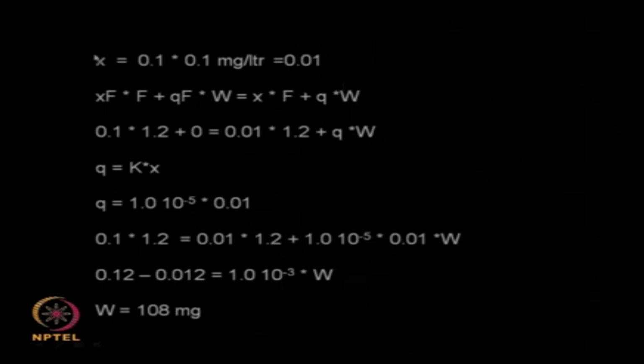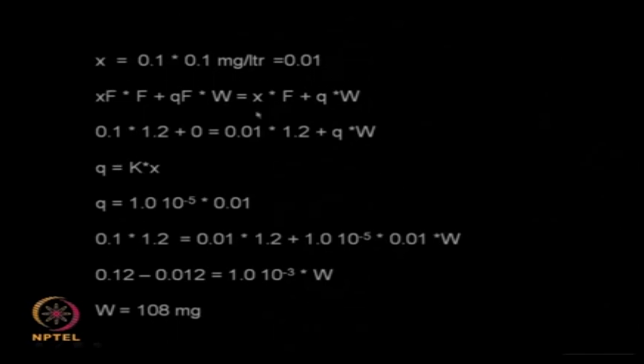Now, the concentration of the adsorbate in the final solution will be 10%, because you want to adsorb 90%, agreed, and your initial feed contains 0.1. So, 0.1 into 0.1 is 0.01, that will be the concentration of the solute in the exit stream.